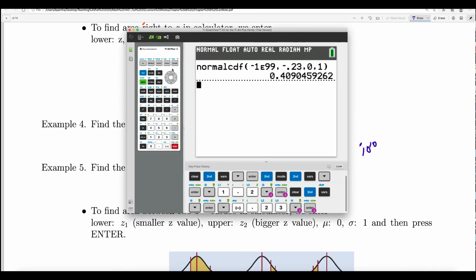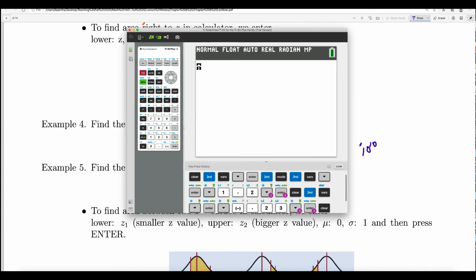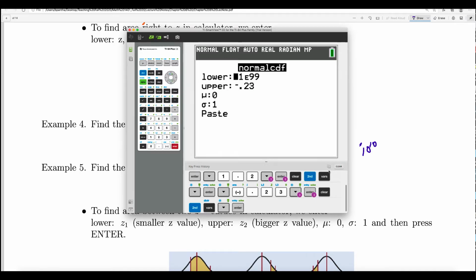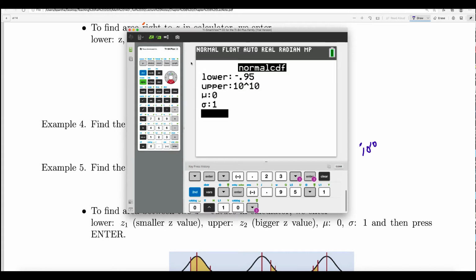Let me clear this, go to second, vars, and normal CDF is the number 2, then hit enter. Now what is the left bound? The lower bound is negative 0.95, and the upper bound will be 10 to the 10. The mean is 0 and sigma is 1, because it is the g distribution. That's why the lower bound is a number and the upper bound is a big number. Then 0 and 1, because we are finding the right area, and then hit enter.